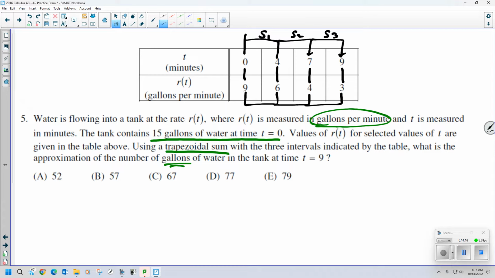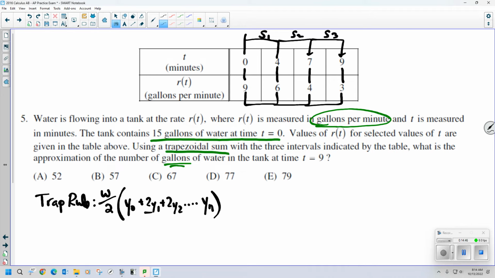Now, the trapezoidal rule tells me, I take my width divided by 2. I take my first y value, we'll call that y0, and I add that to 2 times y1 plus 2 times y2, and then the last one, yn. I double all my values in between, but my bookends, what I start and end with, do not get doubled. Everything in the middle gets doubled.